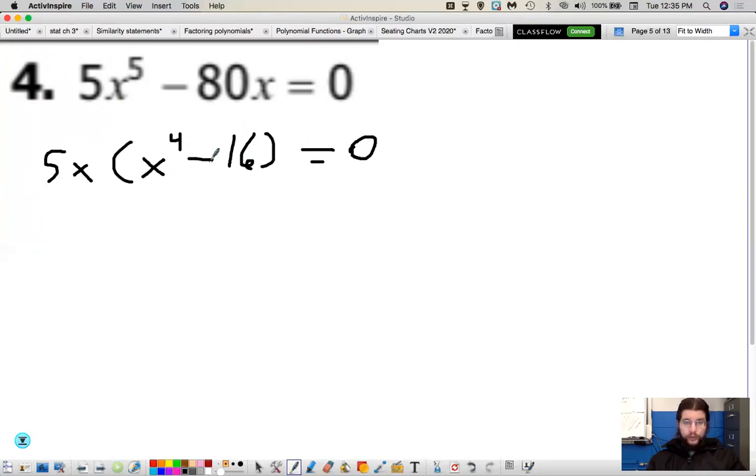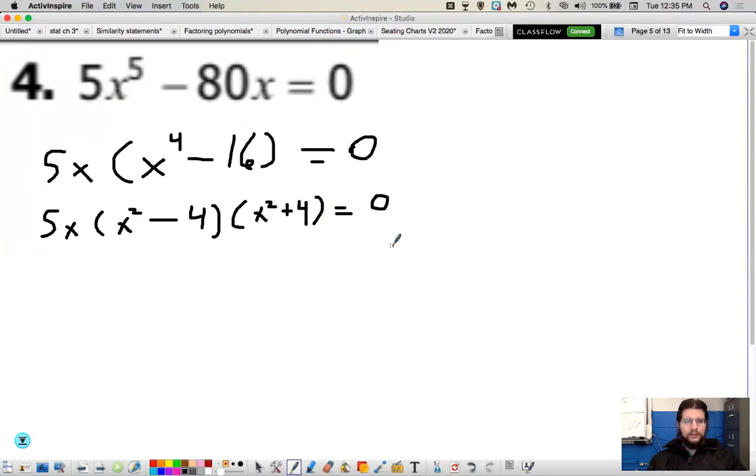Let's see. It's a binomial. Is it a difference of squares? Yeah, it is. So what squared gives me x to the 4th? X squared. What squared gives me 16? 4. So it's x squared minus 4, x squared plus 4. Don't forget it's equal to 0 still.